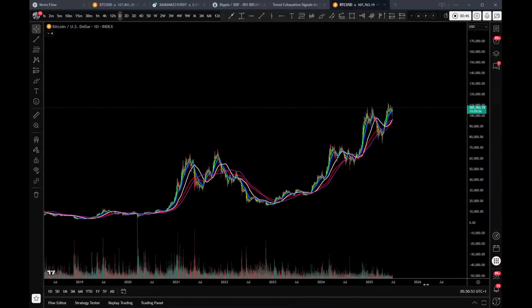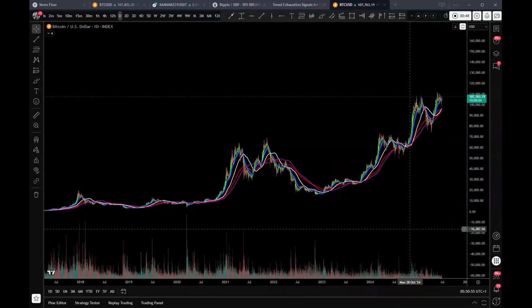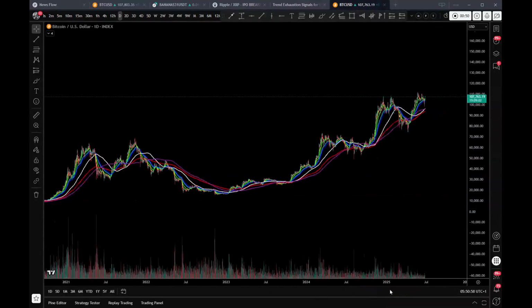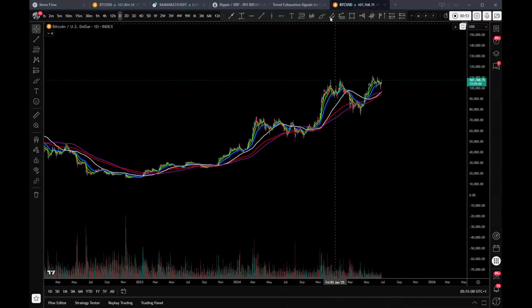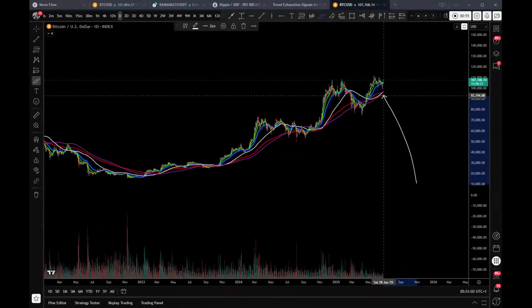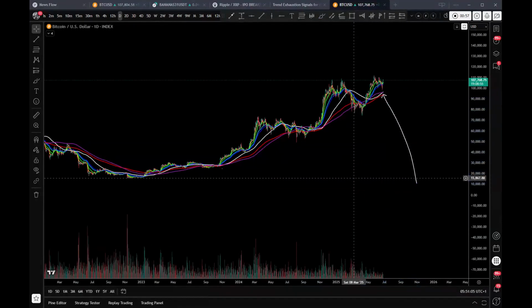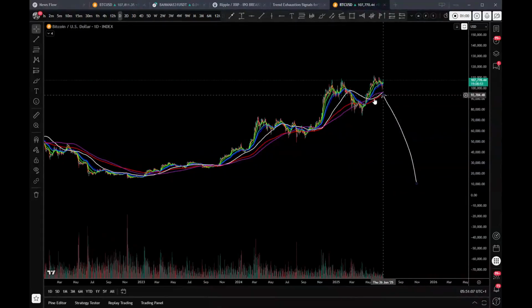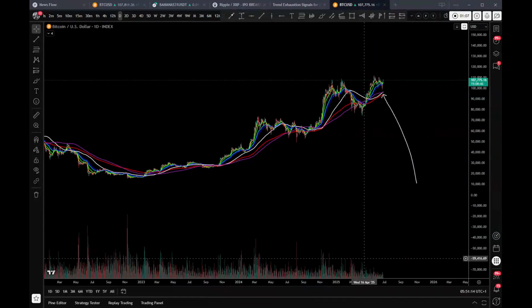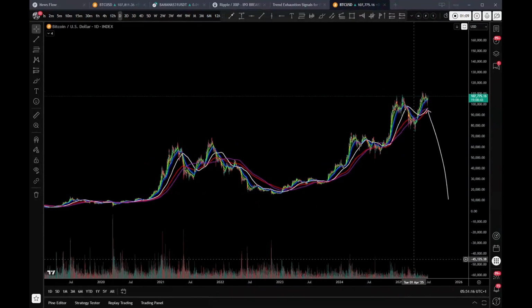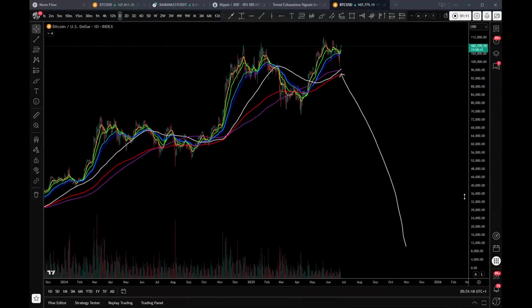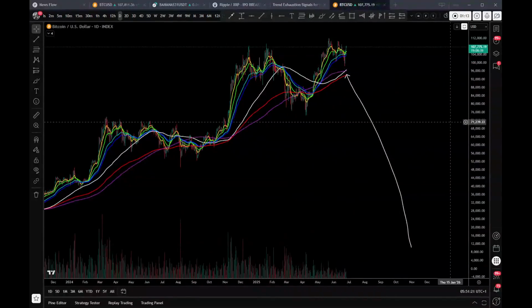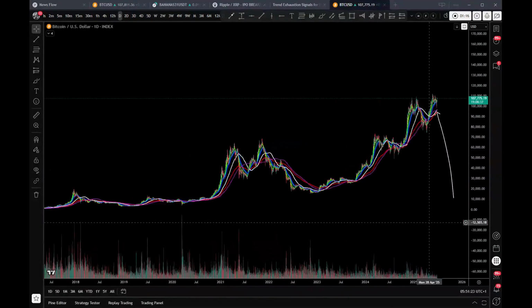So first off, I just want to point out very quickly one little nuance. We can notice right now, and this can change of course, that this white 100 moving average is underneath price. You can see that it is coming down and coming underneath price. When it is under price, it's usually a decent sign of strength.